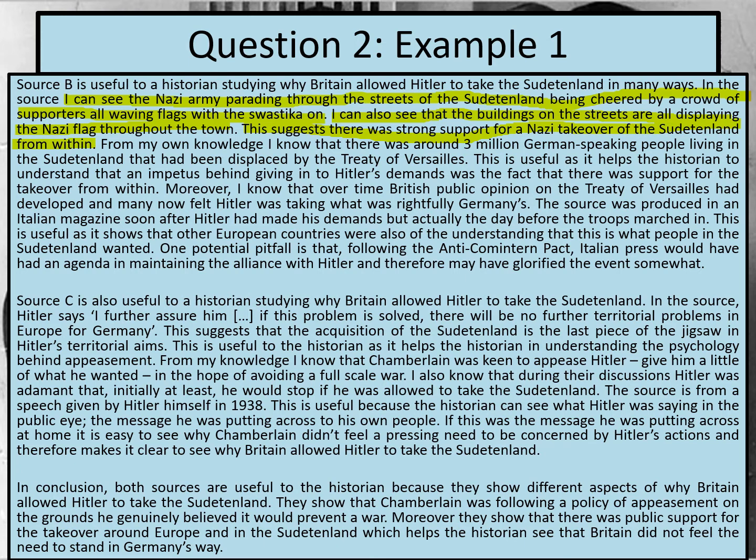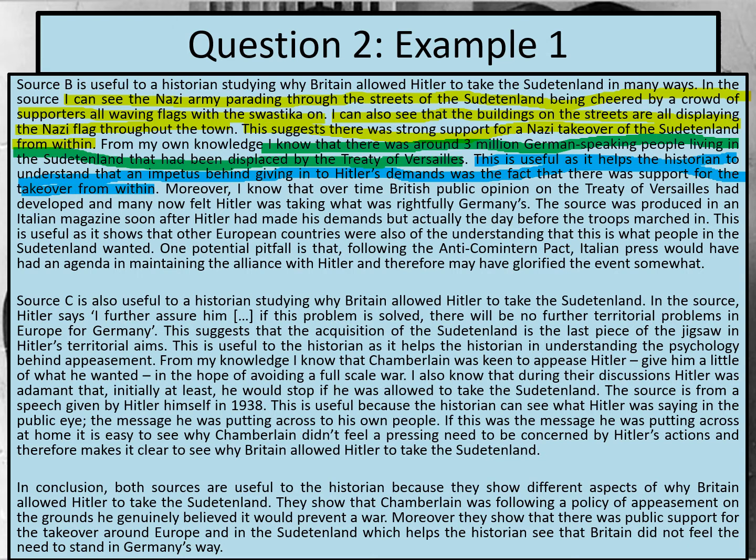So all of that is my use of the source. I'm going to switch colours, and now I'm using my own knowledge. From my own knowledge, I know there were around 3 million German-speaking people living in the Sudetenland that had been displaced by the Treaty of Versailles. Then I'm referring to the question. This is useful, so I'm going to change my colour again. This is useful as it helps the historian to understand that an impetus, or a reason behind giving in to Hitler's demands, was the fact that there was support for the takeover from within.